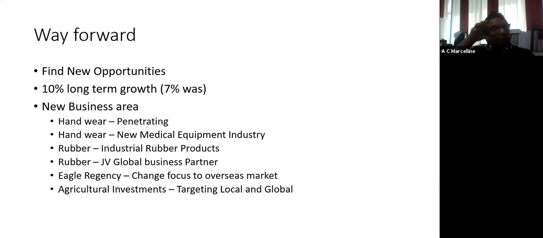So the first SBU that they're looking at, which I suppose is contributing at the biggest level, they're talking about certain strategies there. Then they're talking about the rubber. So they want to look at the industrial rubber products. If you do research, you will know what kind of products there are. It's like you're talking about industrial tiles and things like that. And also they have said they are going to go with a joint venture.